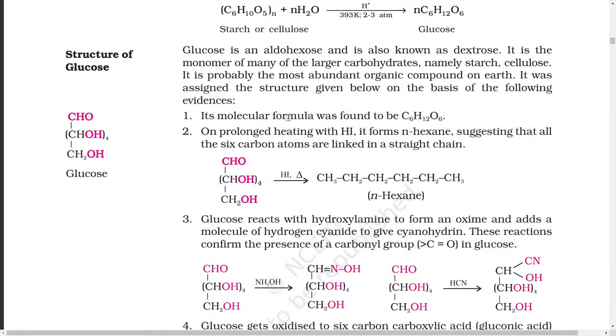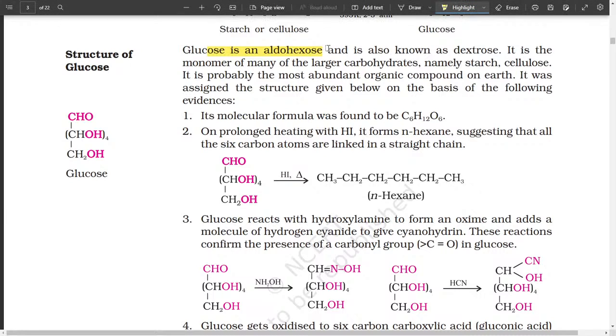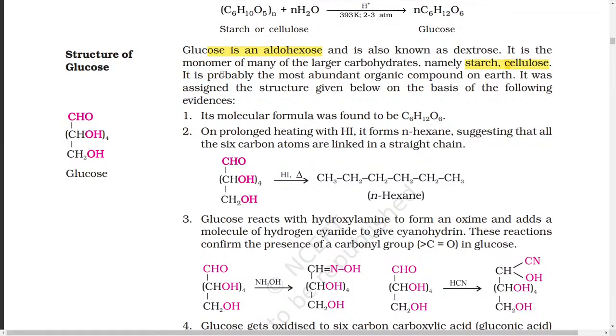Structure of glucose. Glucose is an aldohexose and is also known as dextrose. It is the monomer of many larger carbohydrates such as starch and cellulose. It is probably the most abundant organic compound on Earth. It was assigned the structure given below on the basis of the following evidence.